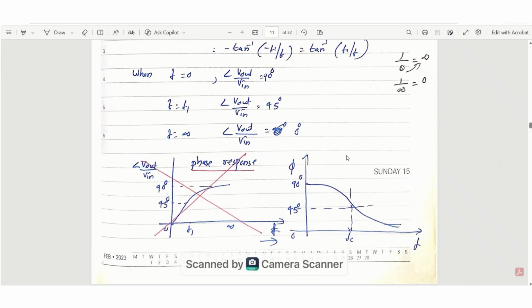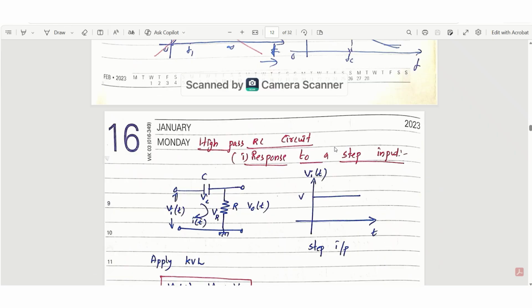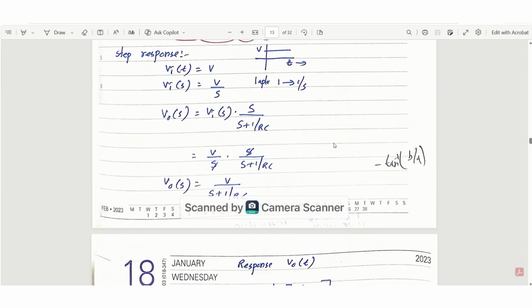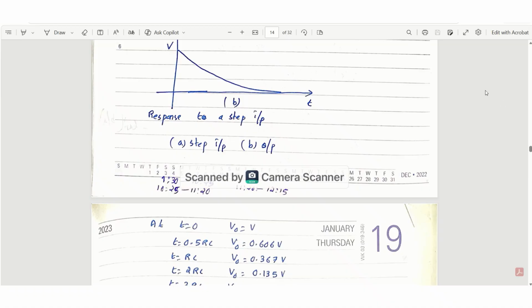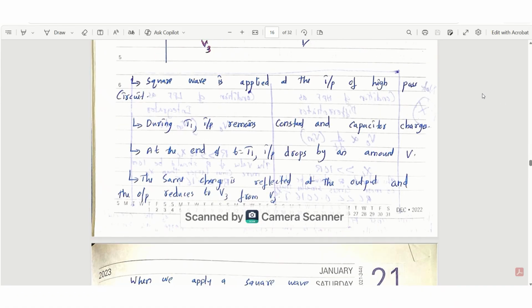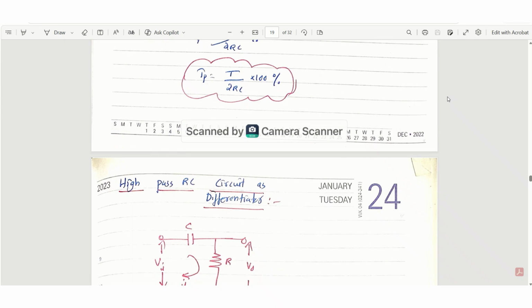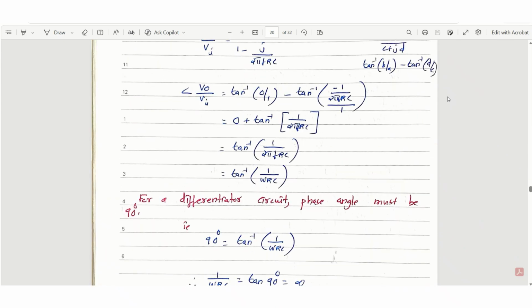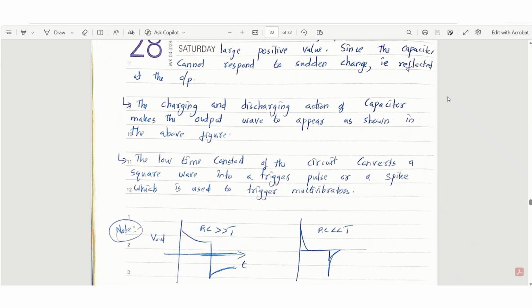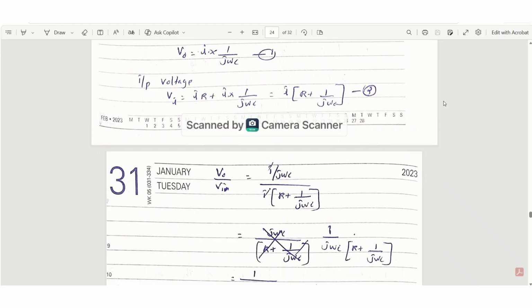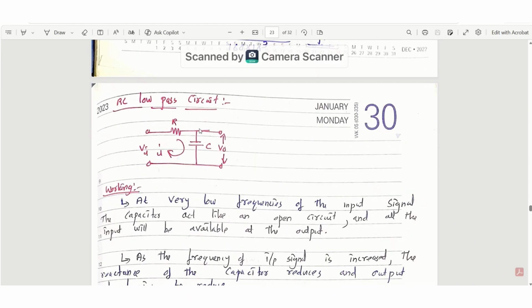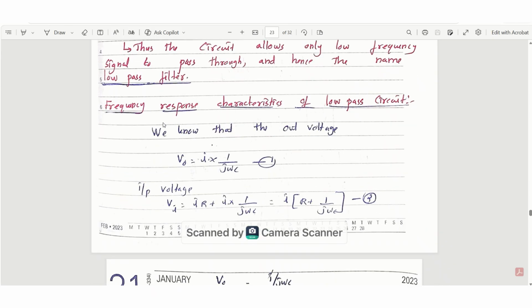In this same scenario, we can analyze the low pass filter also. In the case of low pass filter, the resistor is connected at the input side and capacitor is connected at the output side. The frequency response curve of low pass filter can be analyzed in the same manner.